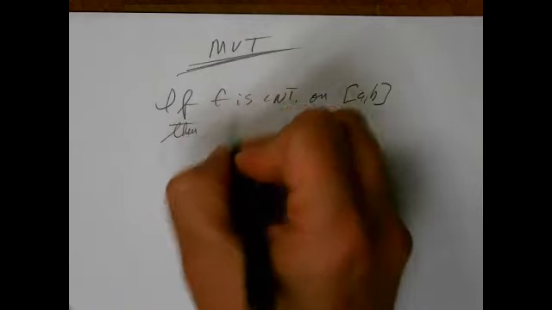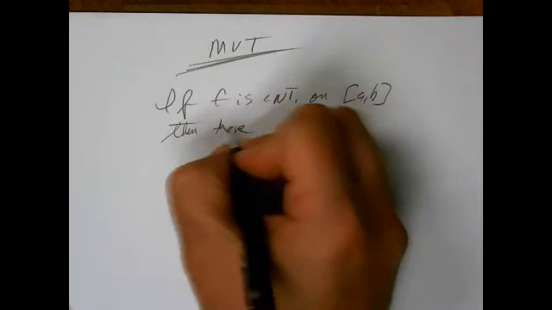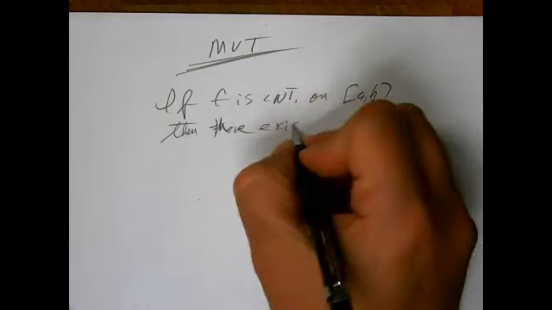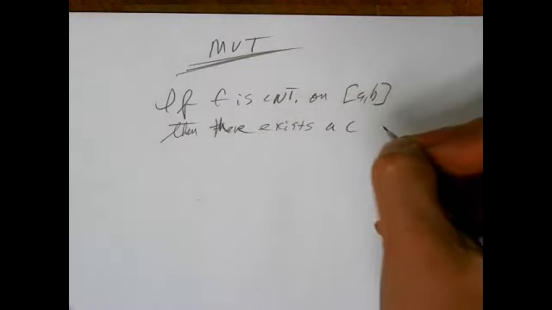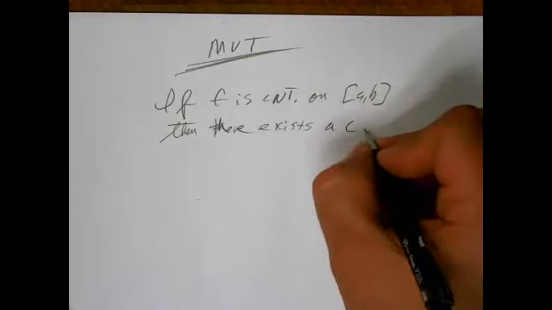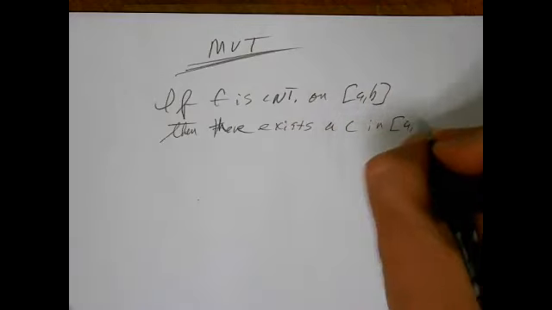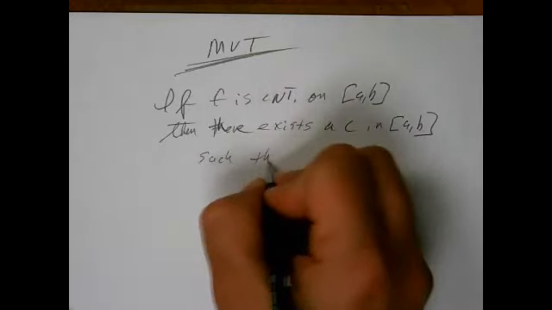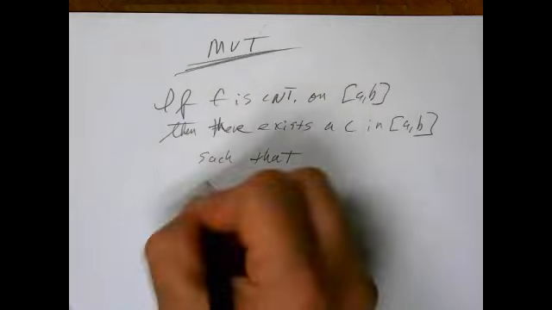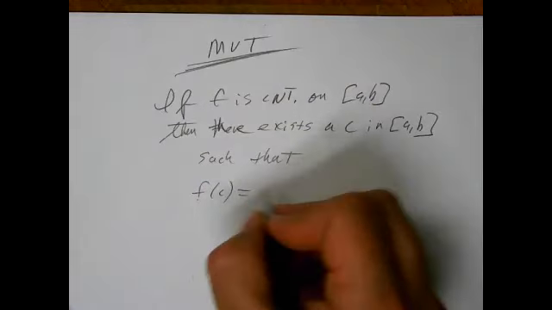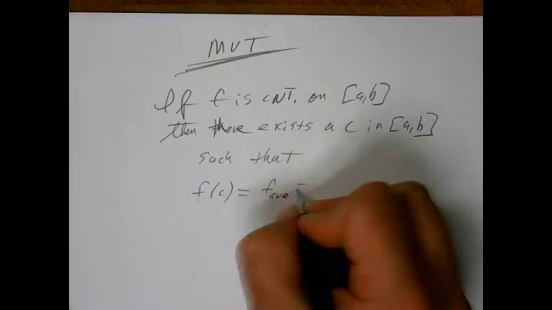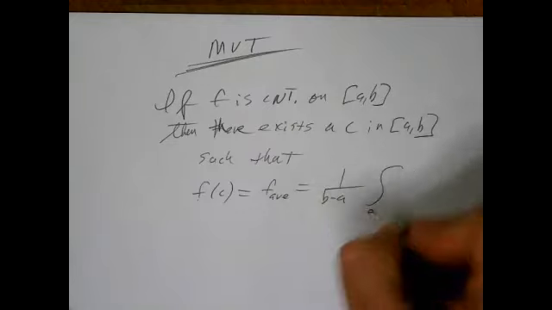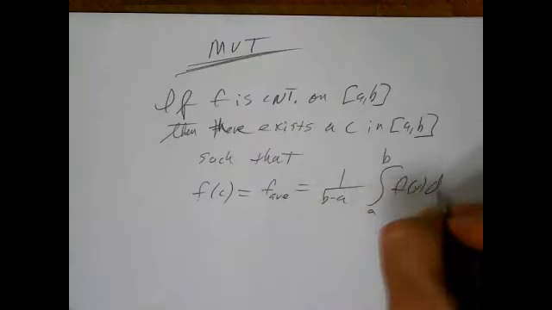then there exists a c value, and that c has to be inside the interval somewhere from a to b, such that f of c is equal to f average, which of course by definition, this is the definition part, is equal to 1 over b minus a times the integral from a to b of f of x dx.